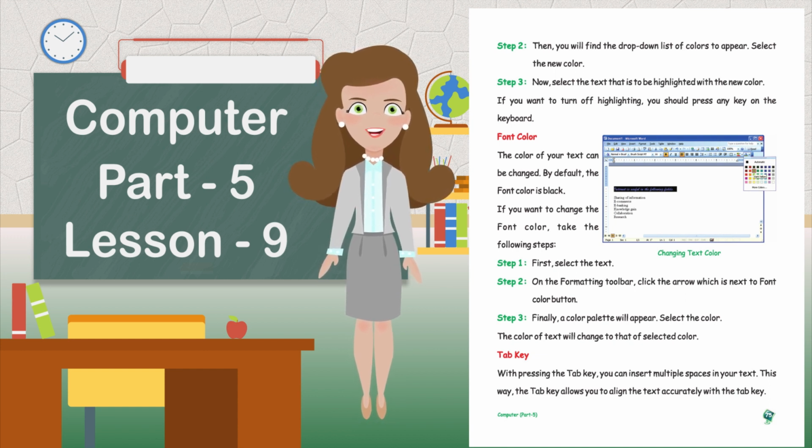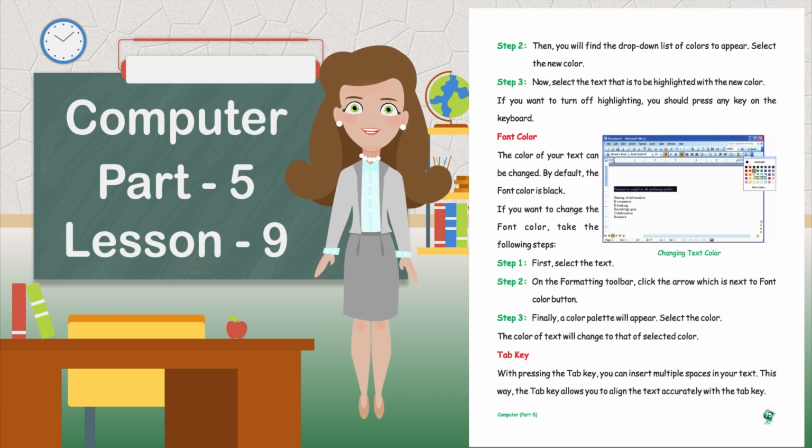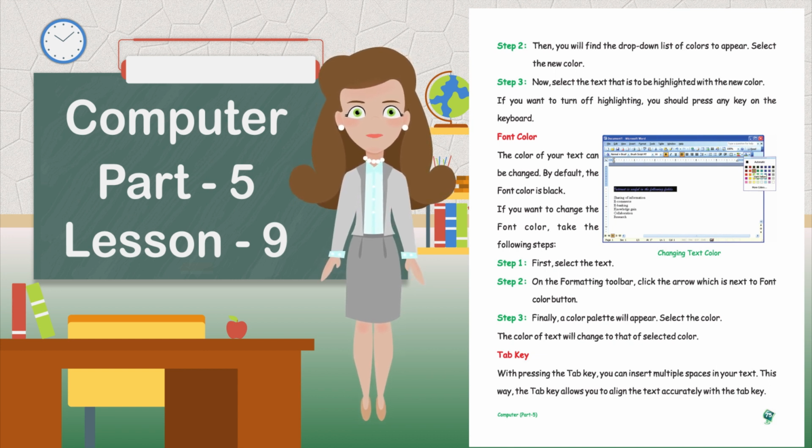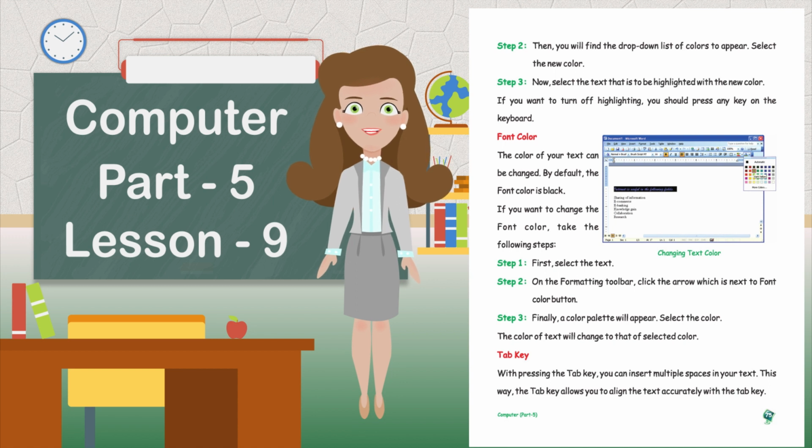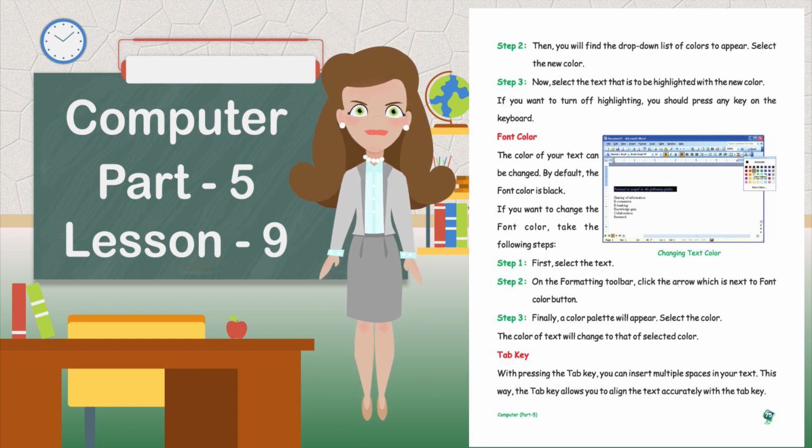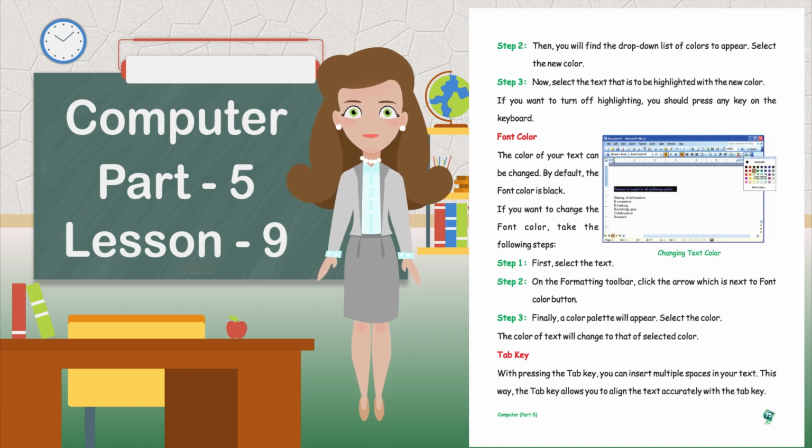Font color. The color of your text can be changed. By default, the font color is black. If you want to change the font color, take the following steps. Step 1. First, select the text. Step 2. On the formatting toolbar, click the arrow which is next to the font color button. Step 3. Finally, a color palette will appear. Select the color. The color of text will change to that of the selected color.